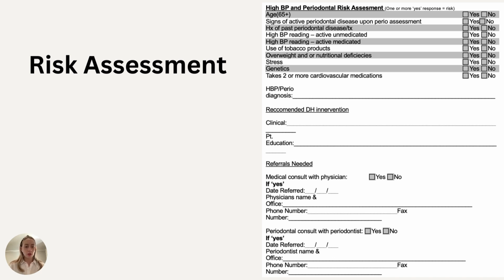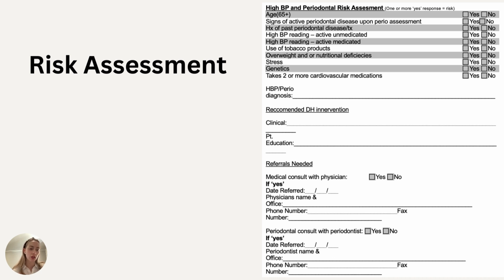So simple yes and no questions to start out here. Looking at age. Age 65 plus has been shown to be at greater risk for blood pressure issues, cardiovascular issues, as well as periodontal issues. So you would mark yes or no on that, or the patient can mark yes or no. Signs of active periodontal disease upon periodontal assessment. This will have to be filled out by the dental provider, yes or no, based on what your findings are.